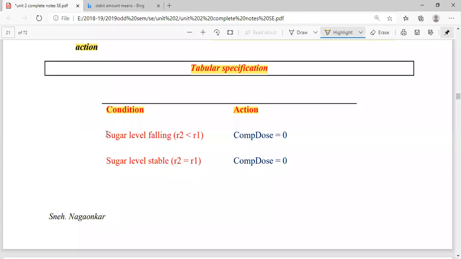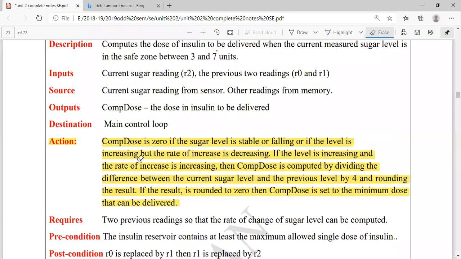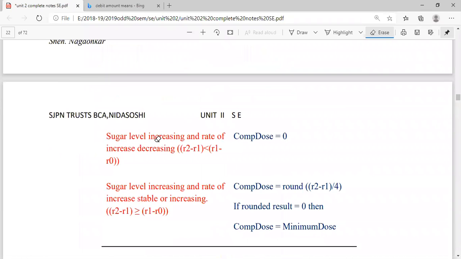So what is the first condition? If sugar level is falling, it means you can see that R2 is less than R1. It means the sugar level is falling down. Then the dose is 0. If the sugar level is stable, it means R2 is equal to R1, and R1 was also equal to R0, then also the dosage given to the patient will be 0. So these are nothing but the conditions you saw here, which I have explained to you. Those are written in the tabular condition and action format.